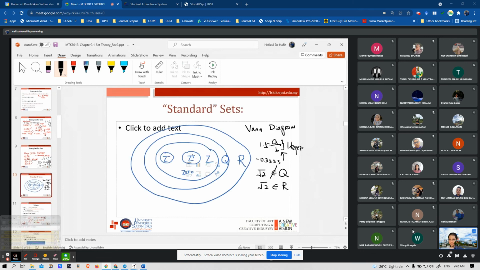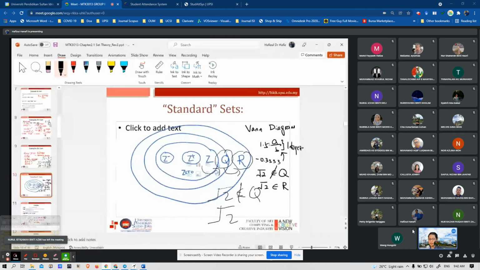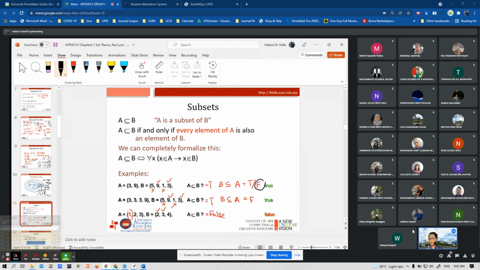As you can see here in the Venn diagram, we have integers, Q is the rational numbers and R is the real numbers. Q is a subset of R, and integers are a subset of rational numbers. The square root of 2 is not a member of Q. The square root of 2 is a member of R. Okay, is it clear?